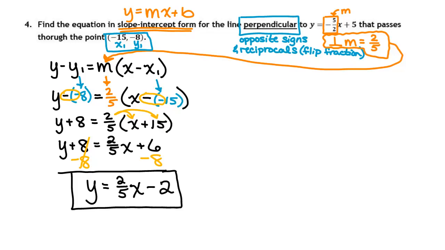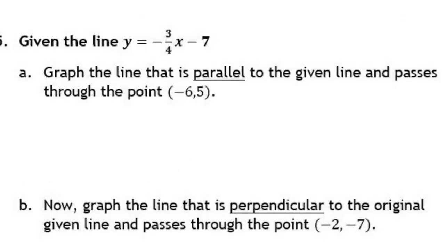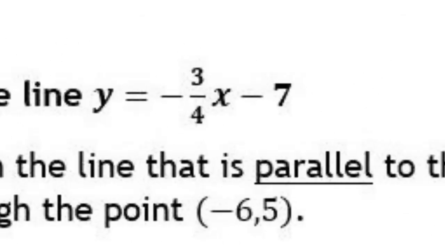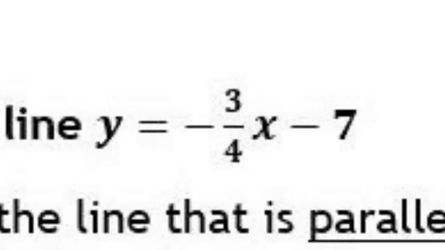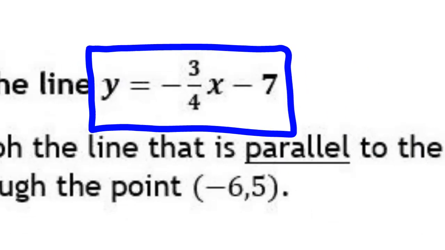We have one final problem to look at, number 5, down at the bottom. It says, given the line y equals -3/4 x minus 7. Graph the line that is parallel to the given line and passes through the point -6, 5. Now graph the line that is perpendicular to the original given line and passes through the point -2, -7. First thing we are going to do is graph this original line.